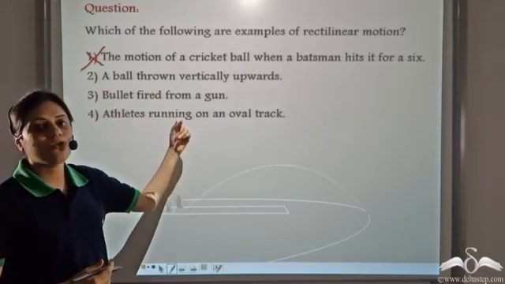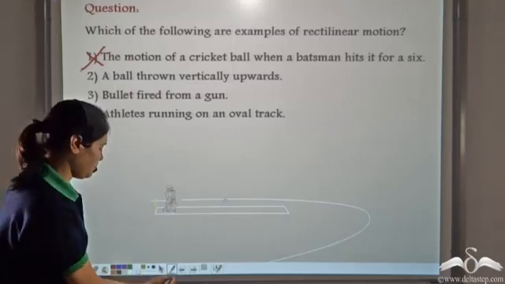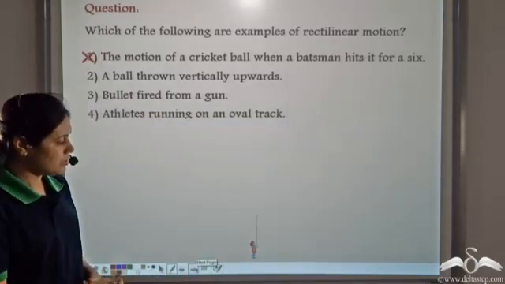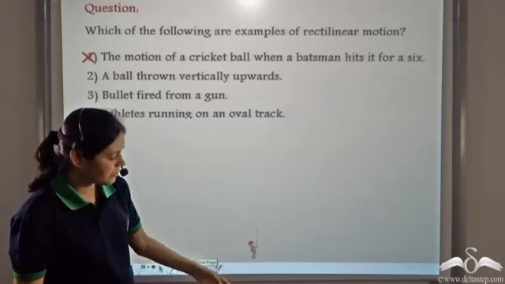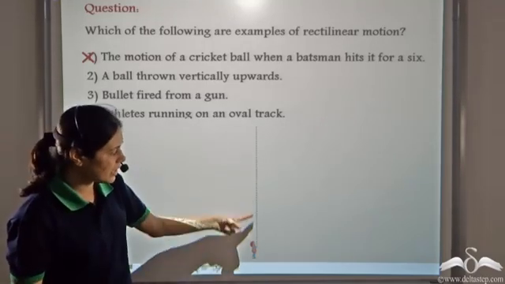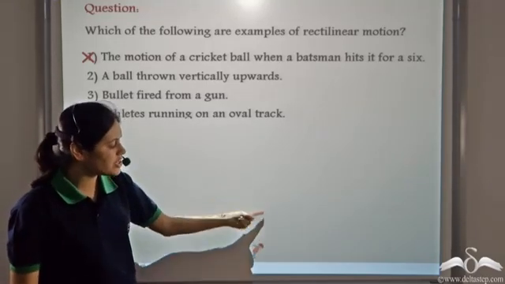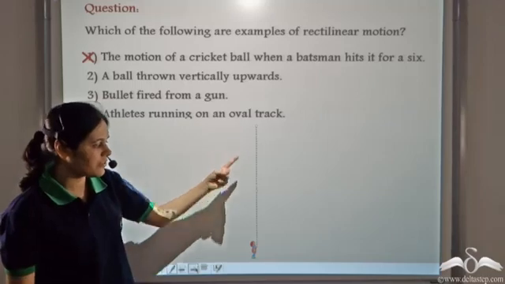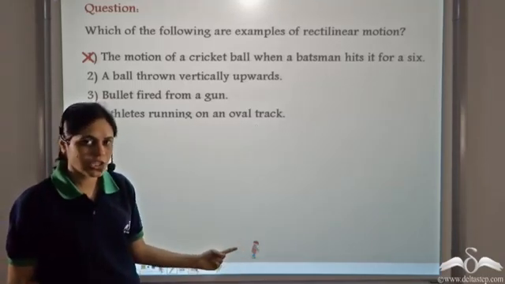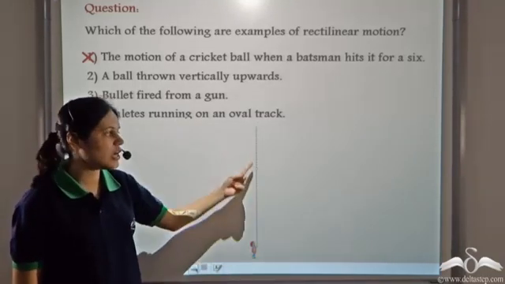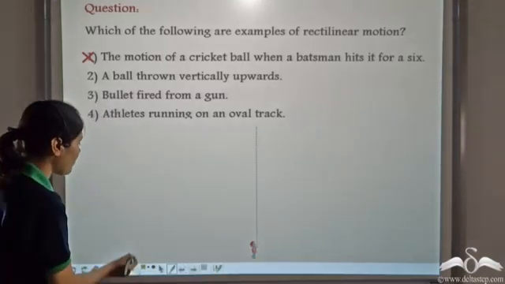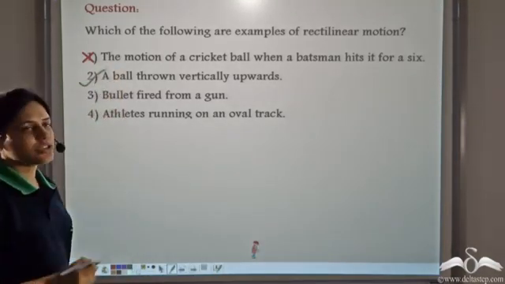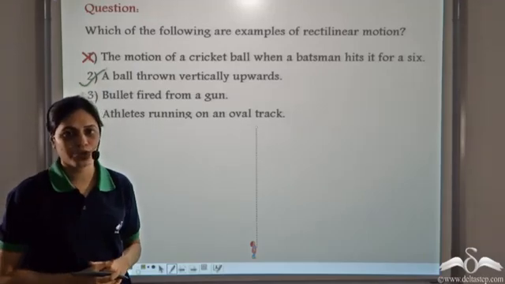A ball thrown vertically upwards. This is a ball being thrown vertically upwards. It goes up and comes down. So although it changes its direction, that is upward direction, downward direction, it moves along this straight line. So this is an example of one-dimensional motion or rectilinear motion.